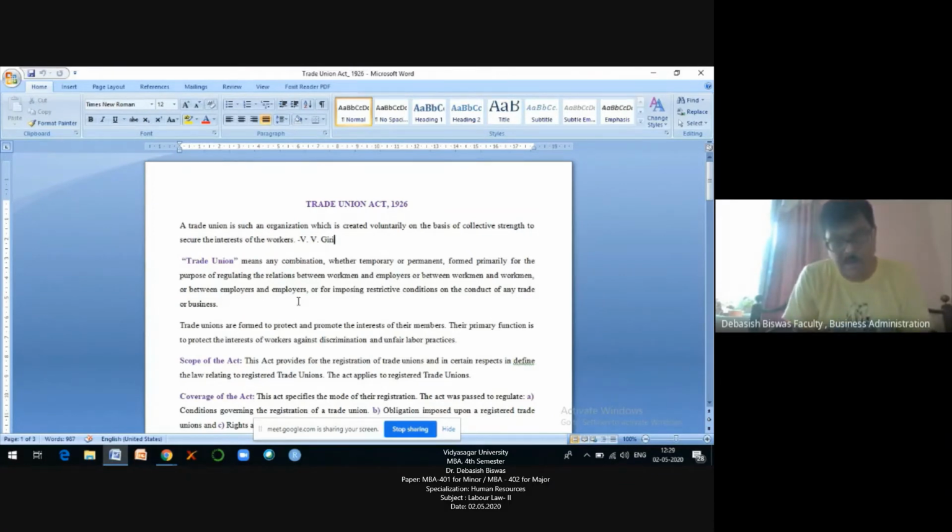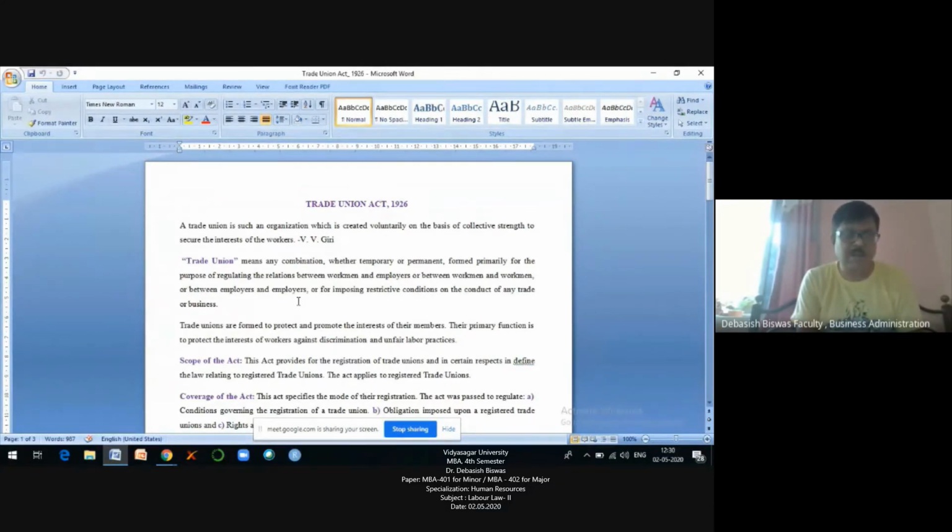So it is not like that only the workers can form the trade union. Trade union may be formed by the employers also, but their union is known as association, right? So many associations are there in our country. Clear? Like Confederation of Indian Industry, CII, Chamber of Commerce, Associations of Chamber of Commerce, FICCI. These are the examples of employers' union.